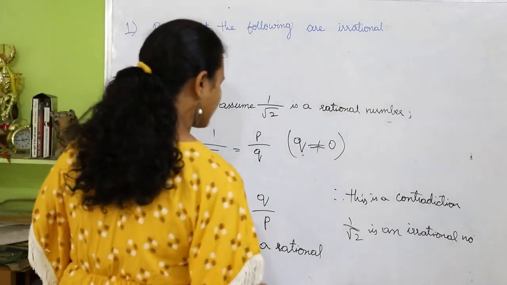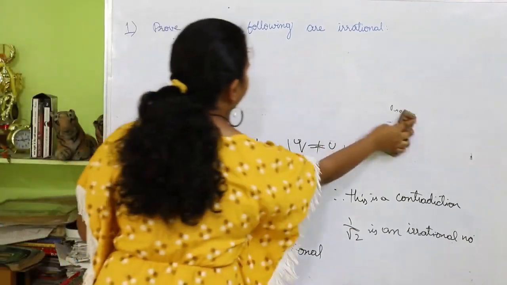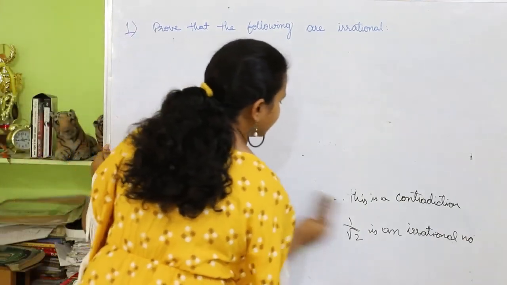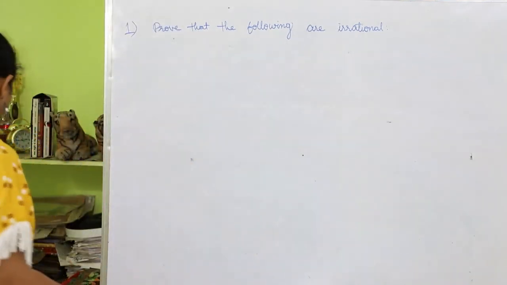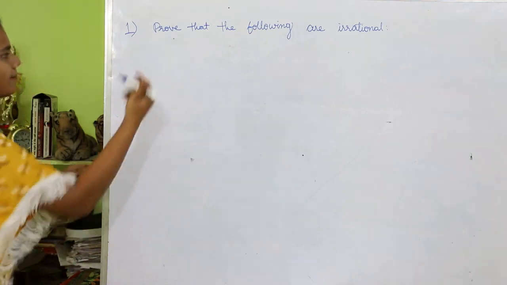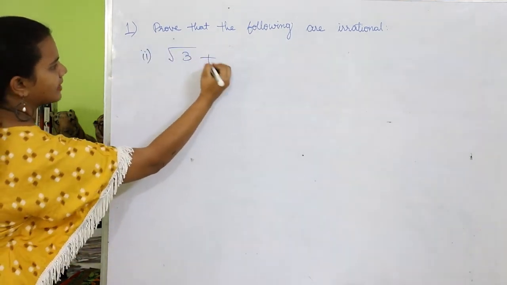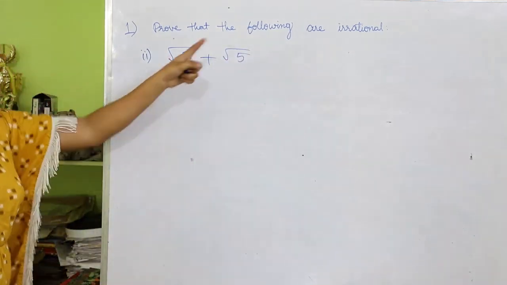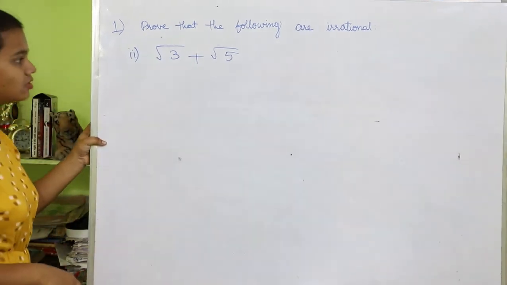Now let me go for the second one, root 3 plus root 5. Prove that root 3 plus root 5 is an irrational number. Wait a minute. So the second question is: prove that root 3 plus root 5 is an irrational number. We must prove this.